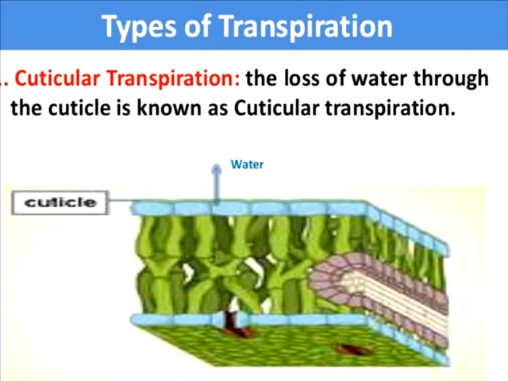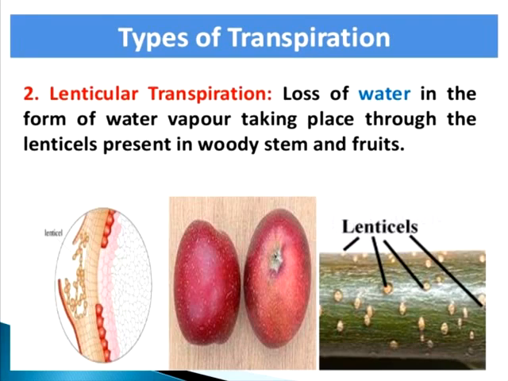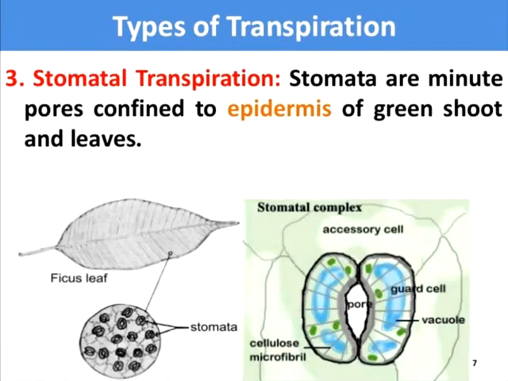Next is lenticular transpiration, that is the loss of water occurring through the lenticels of the fruits and woody stems. Although a very small extent of water loss occurs through this, such a transpiration is termed lenticular transpiration. Next comes stomatal transpiration. Stomata are the minute pores confined to the epidermis of the green shoot and leaves, and about 80 to 90% of the total water loss from the plants occurs through this process.